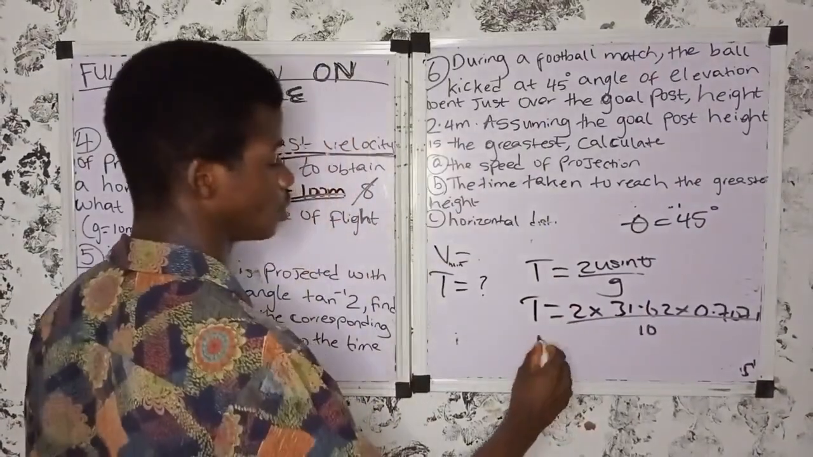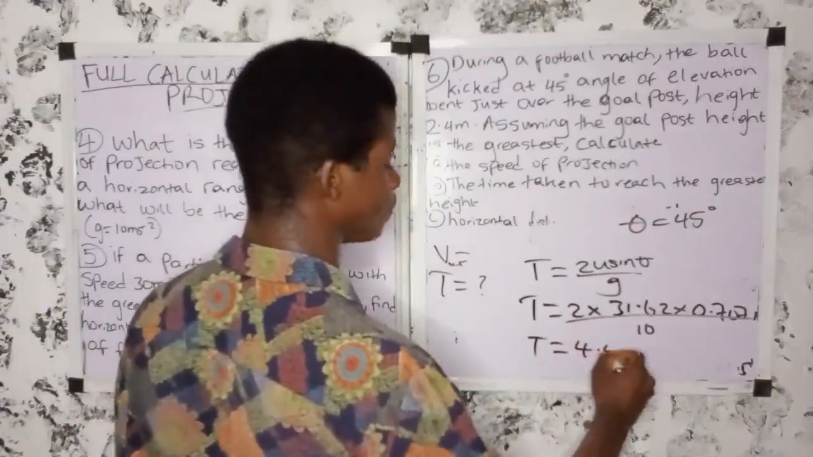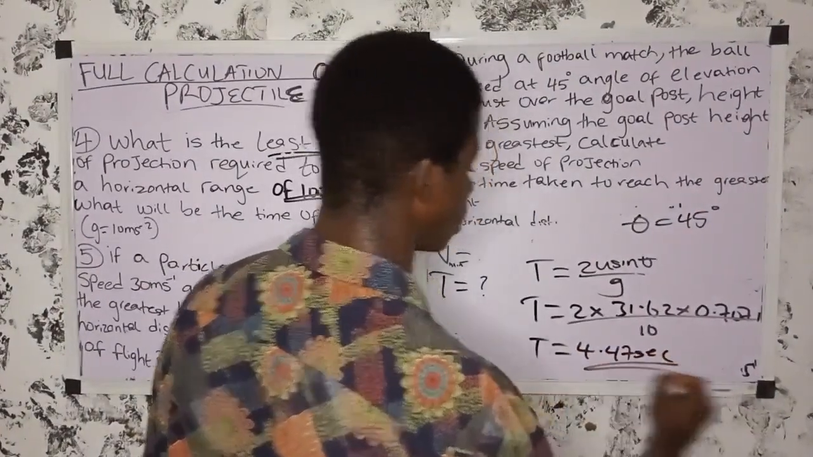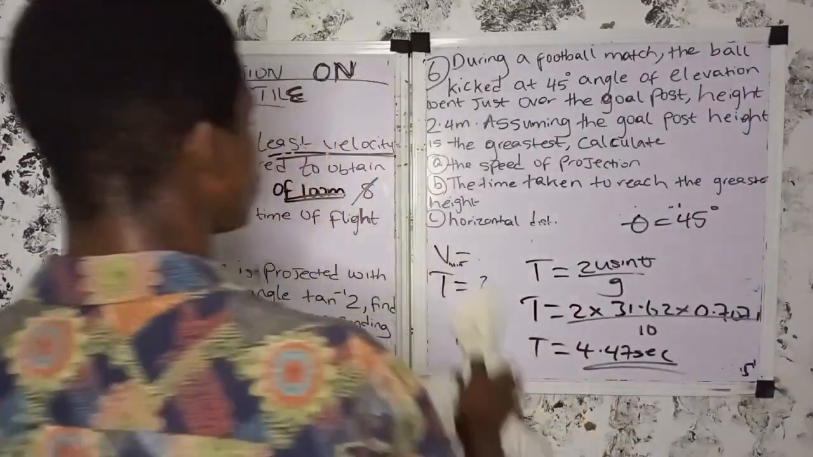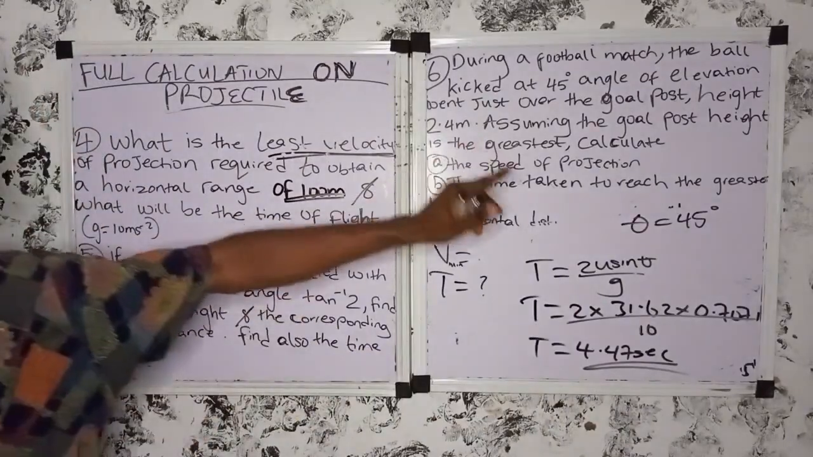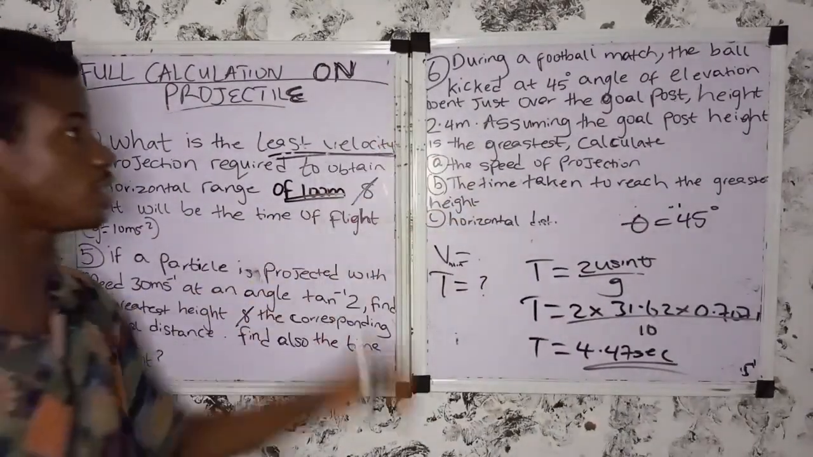So the time is what? It is 4.47 seconds. Okay, so this is the time. So we are done with the fourth question. Now let's go to the sixth question. I will solve this one last. So let's go to the sixth question.